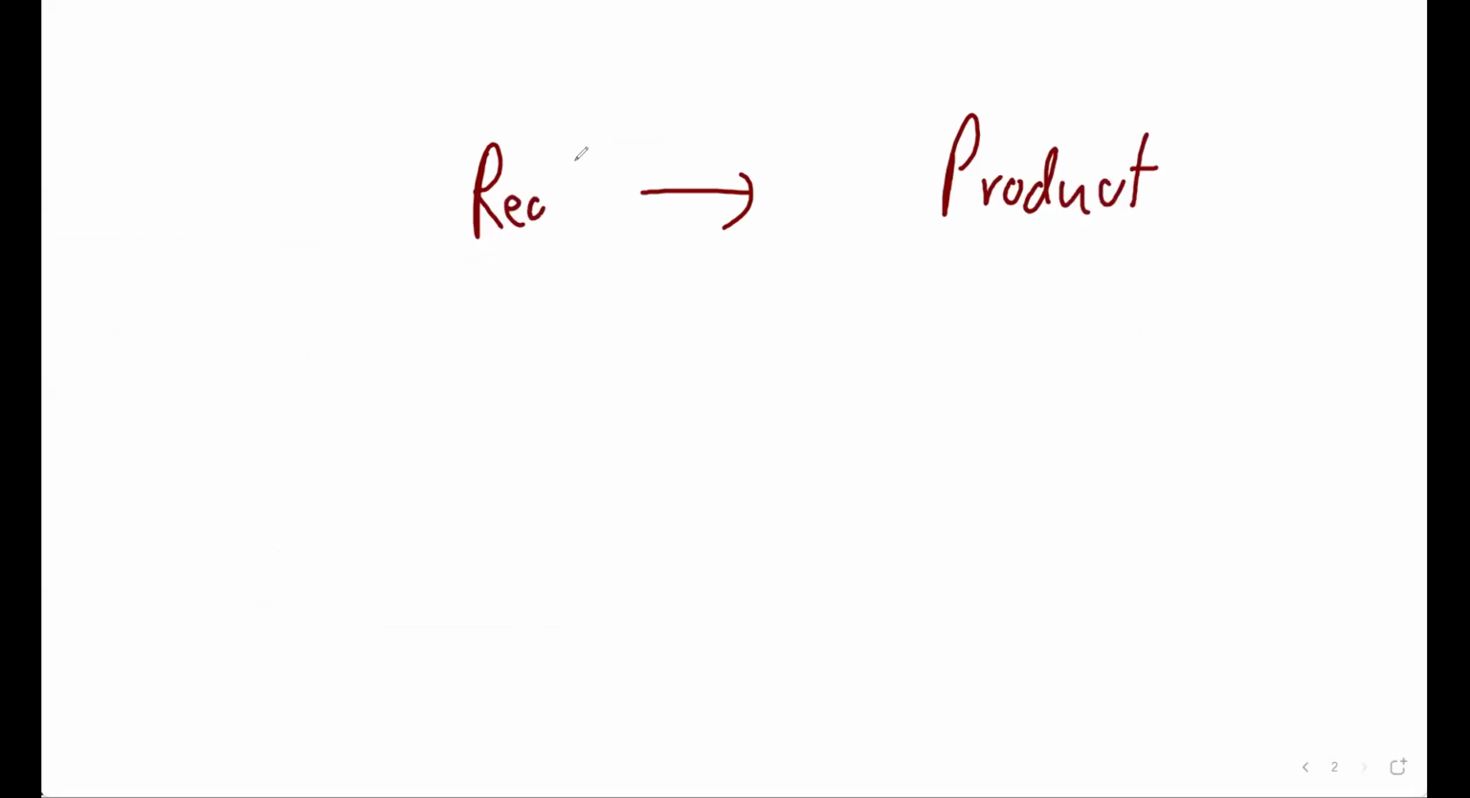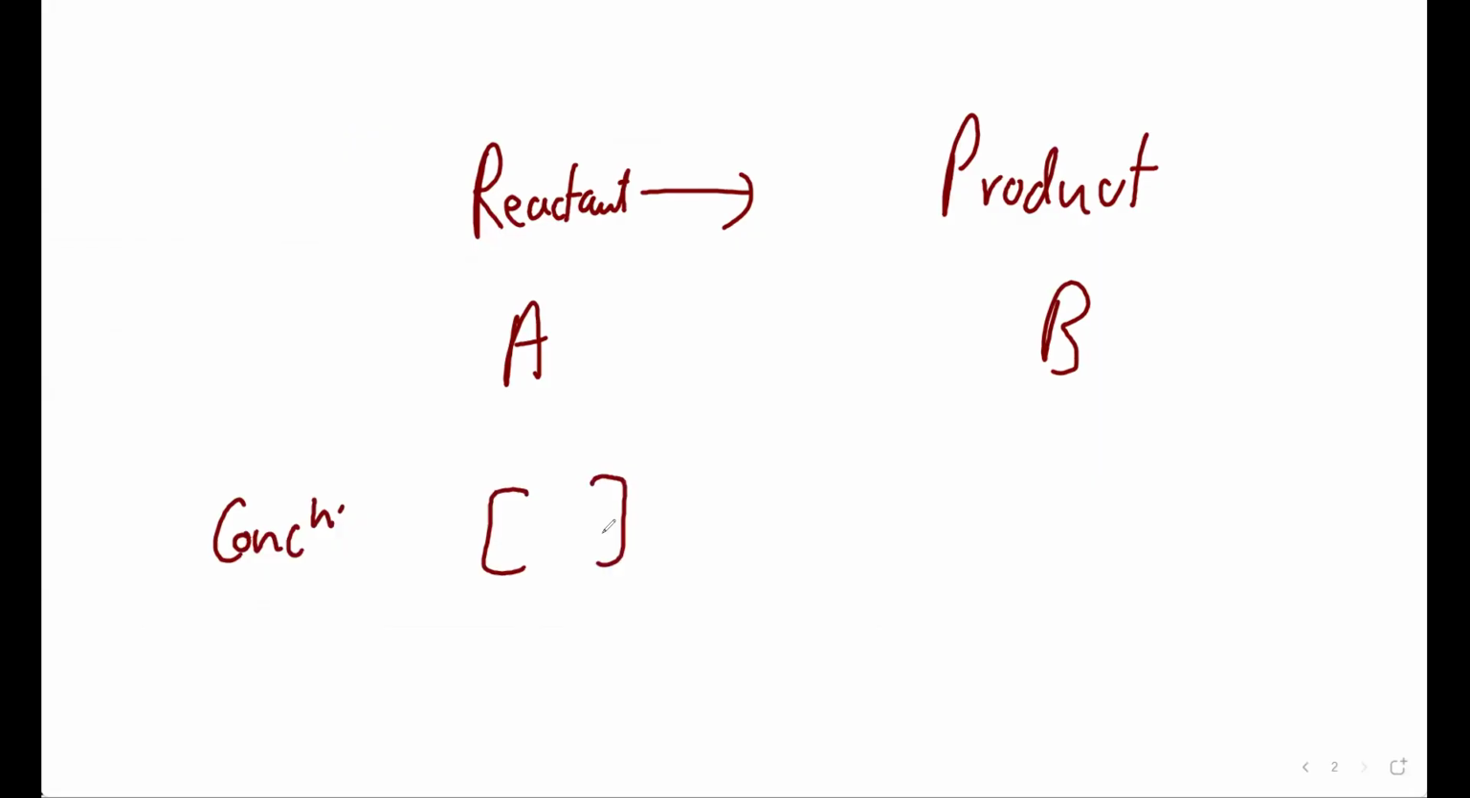Now in this entire chapter, beta, whenever we write reactant and product, for reactant what symbol are we going to use? A. And for product, what are we going to use? B. Right? Whenever I say concentration, we write a square bracket. So concentration of reactant will be concentration of A. Concentration of product will be concentration of B, beta. Is this clear? Okay? Chalo.